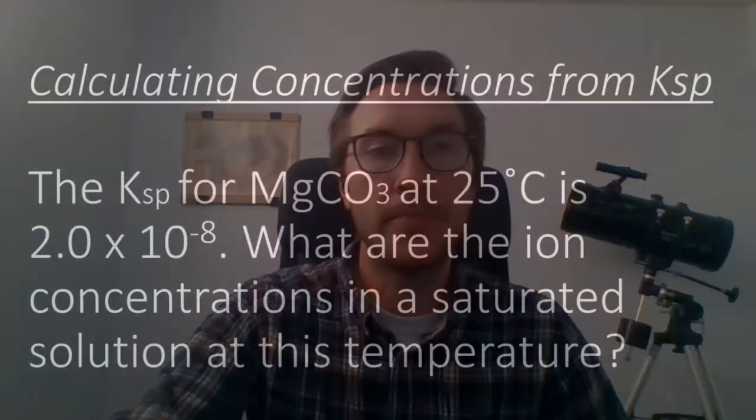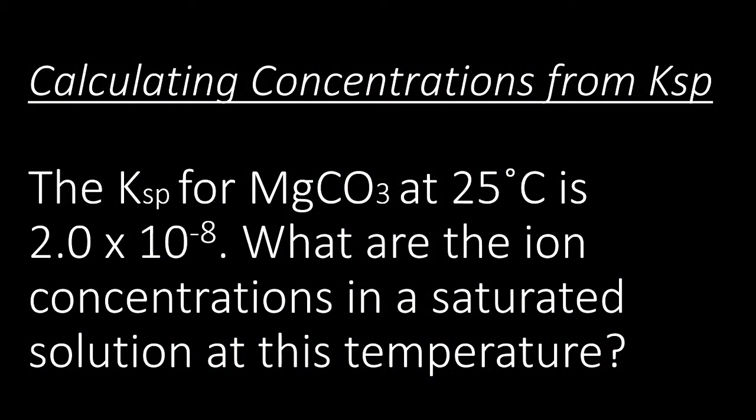So to understand this, let's take a look at this example. The Ksp for magnesium carbonate at 25 degrees is 2.0 times 10 to the negative 8. What are the ion concentrations in a saturated solution at this temperature? When you read through this question, most students feel like they don't have enough information because you're given one value. You're given the Ksp, but really that's enough for you to be able to do this. So let's take a look at how we would solve it.